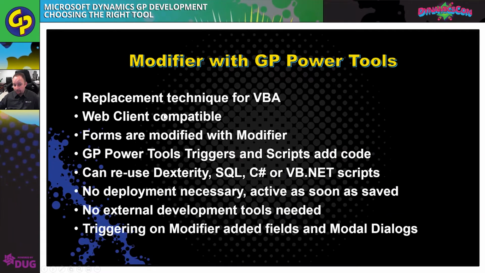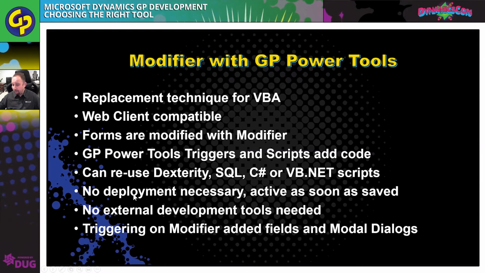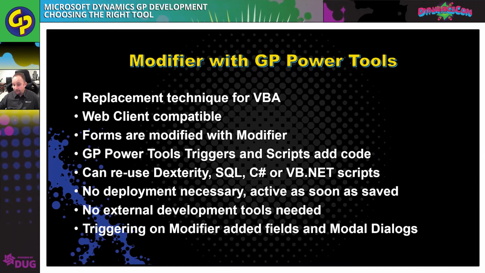It's web client compatible. You modify the forms with the modifier, as we've done previously. We then can use GP Power Tools triggers and scripts to add our code, and we can use Dexterity, SQL, C#, and VB.NET as our languages. The bulk of what we're going to do is actually in Dexterity, but we have access to the other languages. There are no deployment steps needed, so we don't need to roll out a DLL and roll out the modified forms dictionaries or packages. Once it's installed, it becomes live.